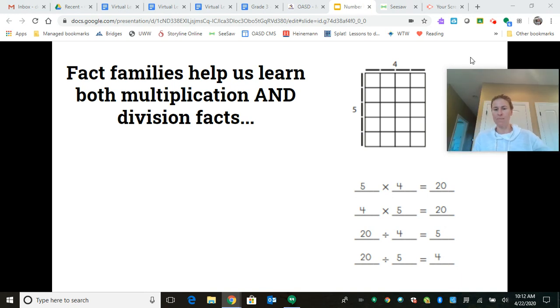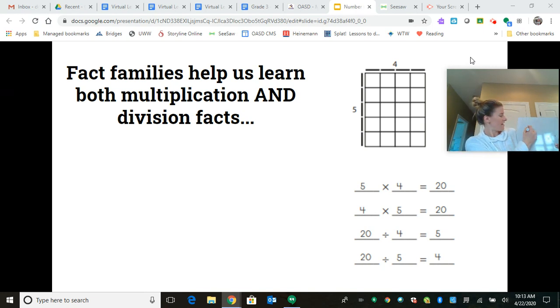Okay, so we have our array. We have 5 rows of 4. So 5 times 4 is 20. And we know that we can easily flip-flop it. If I had that array, I can turn it this way or this way, and it's still 4 groups of 5 or 5 groups of 4. Nothing changed. We didn't add a row or take a row away, so it's still 20.